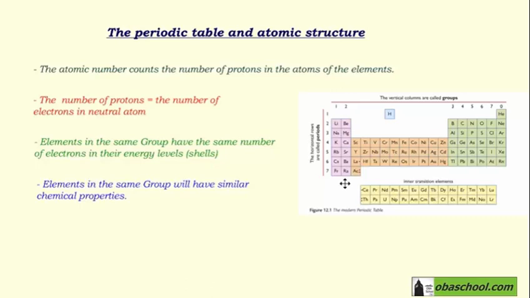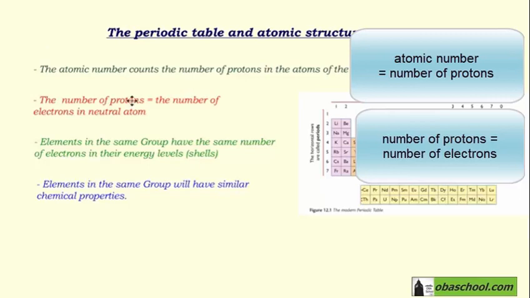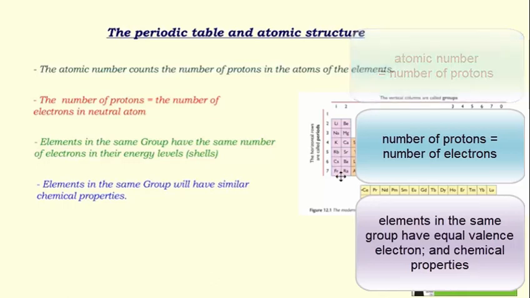chemical properties. So we know that the atomic number is the number of protons, and the number of protons equals the number of electrons in the neutral atom. Also, we learned that the elements in the same group have the same valence electron, and valence electron means the last electron located in the outer shell or the last shell. And don't forget, if you want to revise this lesson, you can go back to chapters 2 and 3. And the elements in the same group have the same chemical properties.